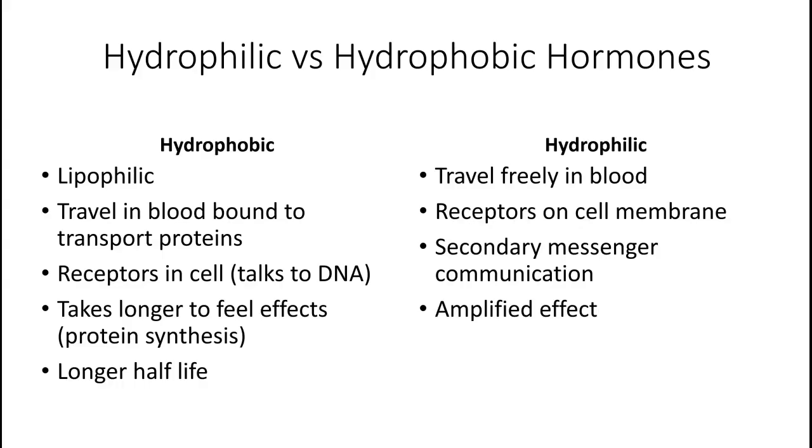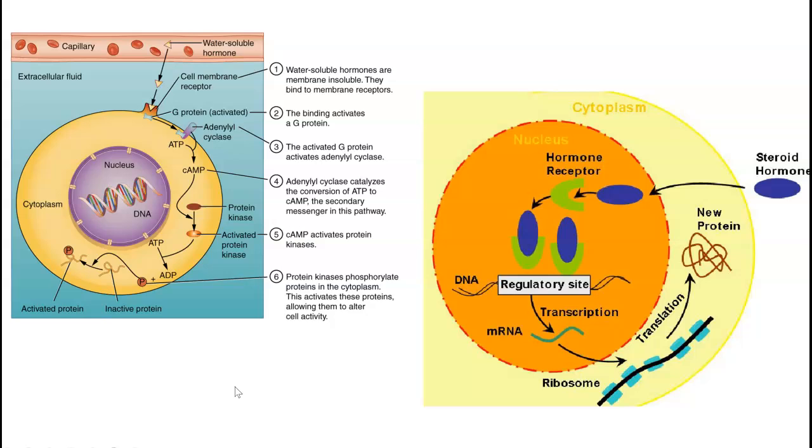So you should know the difference. This is definitely one of those questions that you can practice writing out. So how they travel in blood, where their receptors are, how they communicate in cells, as well as examples of each of those. Now, if you're a visual person, I included this picture.